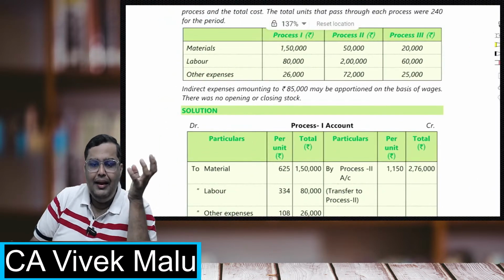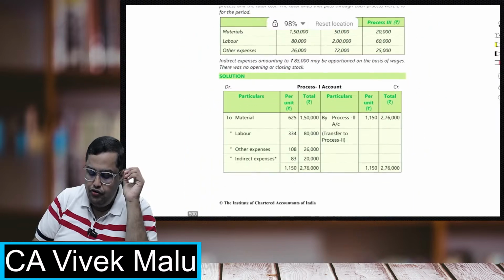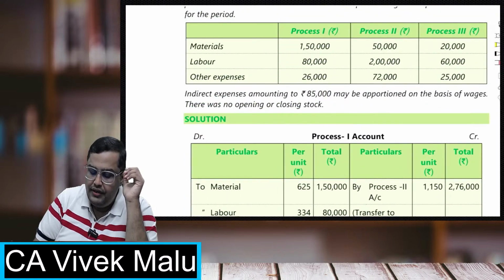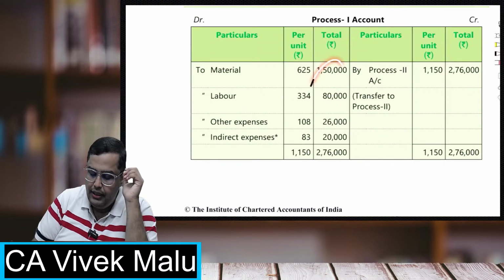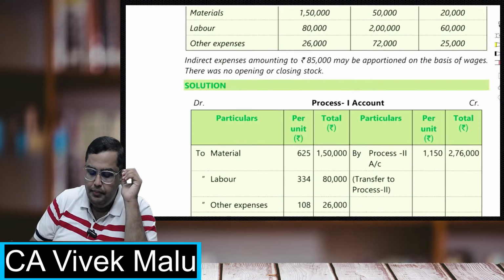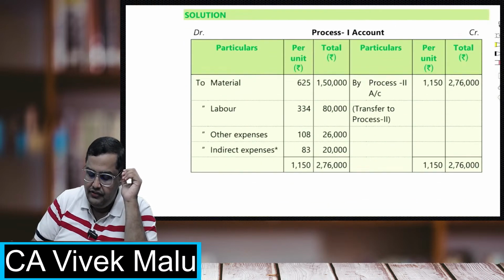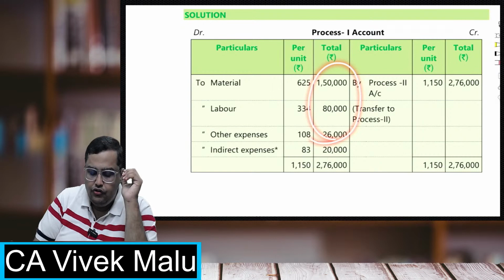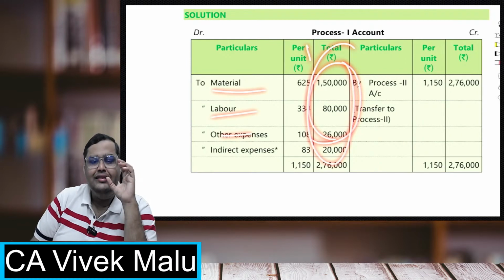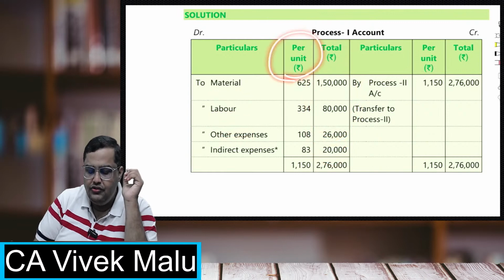Now, how will I make the account? So in the process 1 account, whatever the expenses are, simply write them on the debit side: 150, 80, 26. You can see 150, 80, 26. So I have written the material, labor and other expenses. I've got the total column. Sometimes we make a per unit column. This is not made every time.